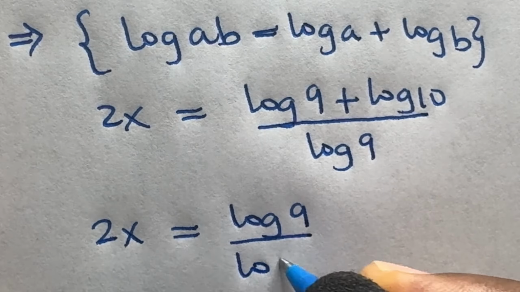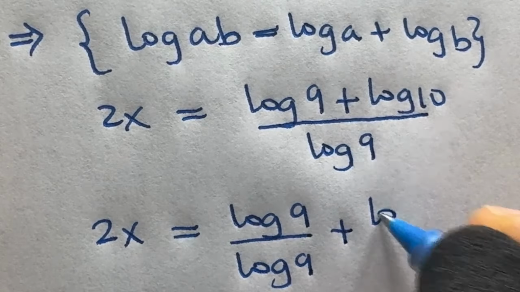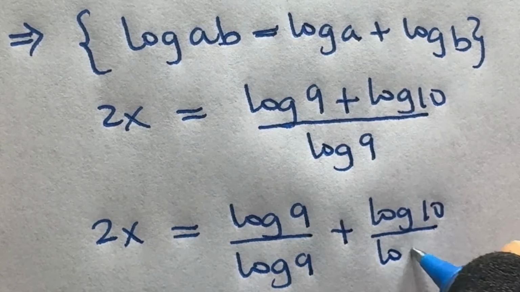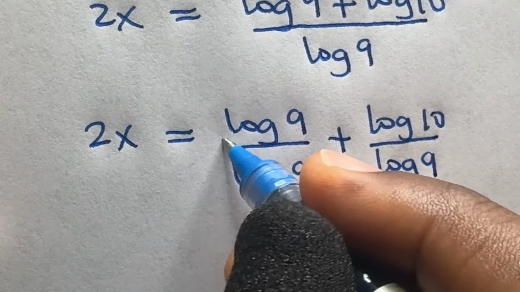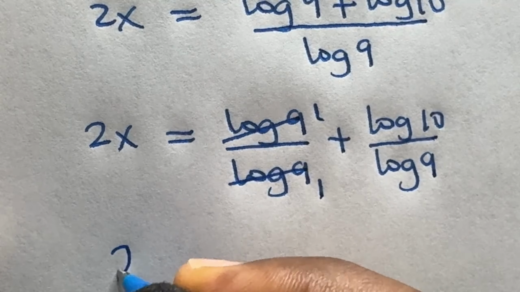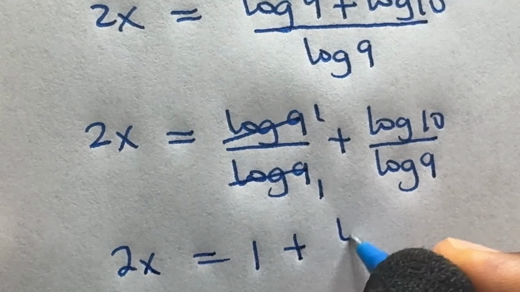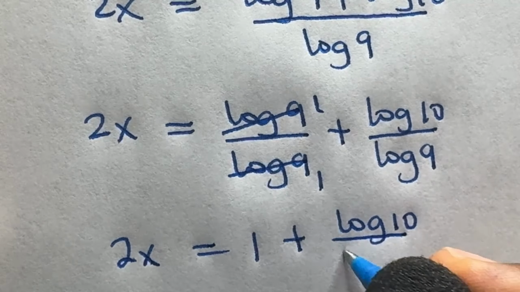Then plus, this will be log 10 divided by log 9. Log 9 here is 1, giving us 2x is equal to 1 plus log 10 divided by log 9.